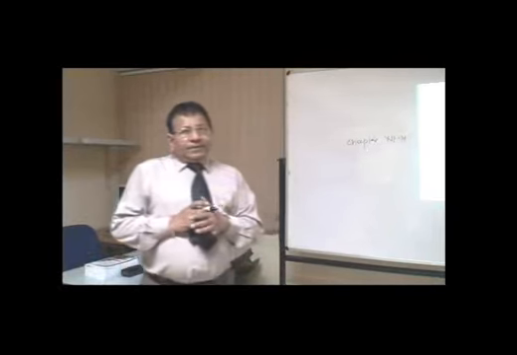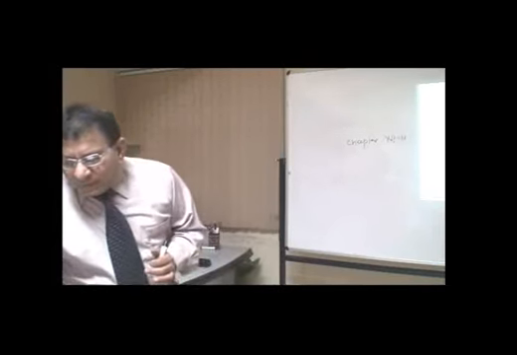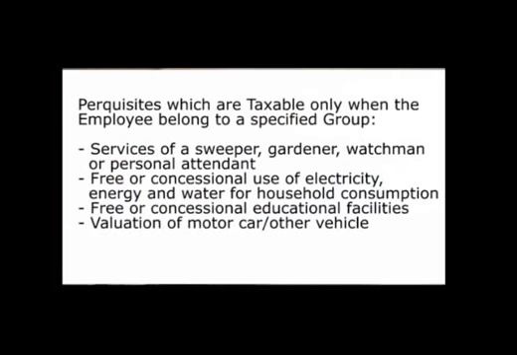The second category is the perquisites which are taxable only in the hands of specified employees. What do we mean by specified employees? That we'll be discussing subsequently. The type of facilities or amenities which fall under this category are the provision of the services of a sweeper, or a gardener, or a watchman, personal attendant, or similar facilities. They are treated as chargeable perquisites in the hands of these specified employees.